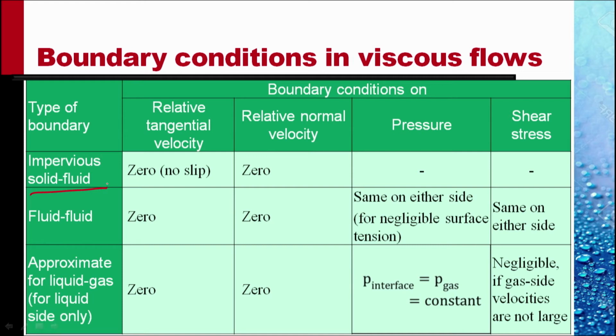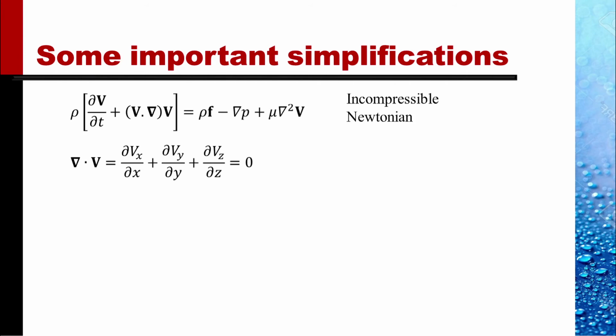The approximate conditions for the liquid-gas interface, for the liquid side only: the relative tangential velocity is zero, the relative normal velocity is zero again, the pressure is the same, equal to the gas pressure, and gas pressure can be assumed constant, and the shear stresses are negligible if the gas side velocities are not very large. With these boundary conditions, we are now ready to solve problems.